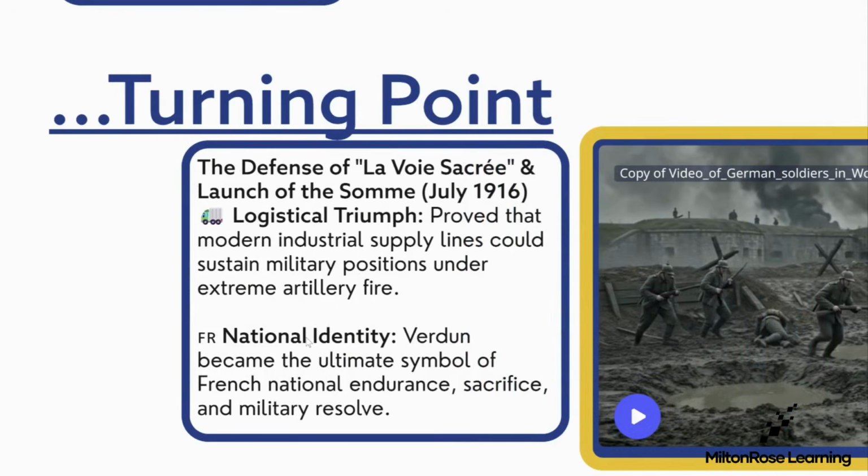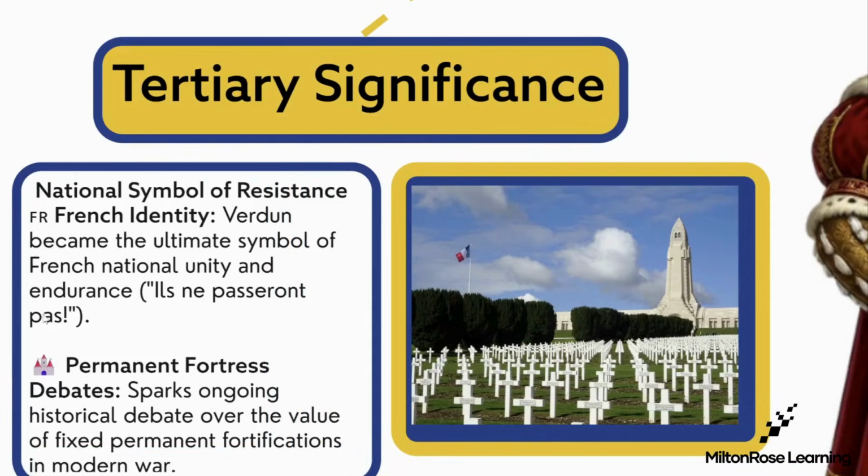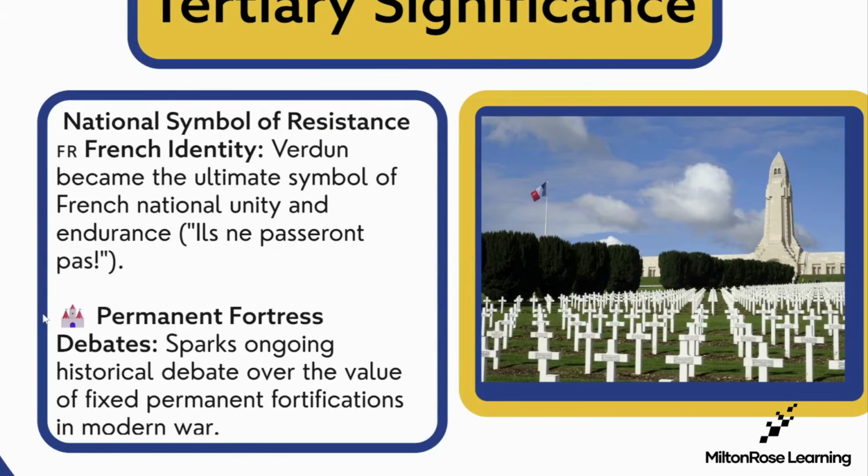In terms of national identity, Verdun became the ultimate symbol of French national endurance, sacrifice and military resolve. It showed that the French were fighters and they could go on and win this war. Okay, it was a real turning point morally, I think, in that sense. It became a national symbol of resistance. It strengthened French identity. "They shall not pass." And they didn't. They held off the Germans. So it was a real prideful moment of the war for the French.